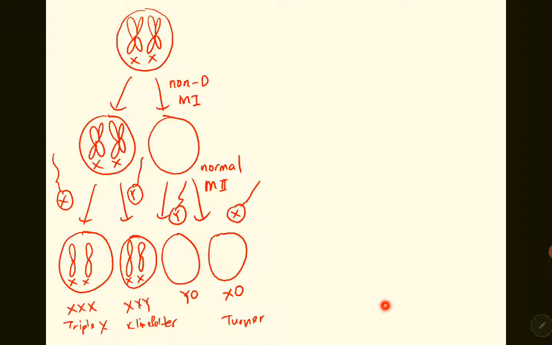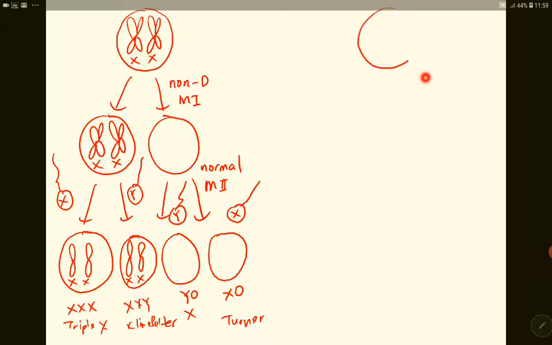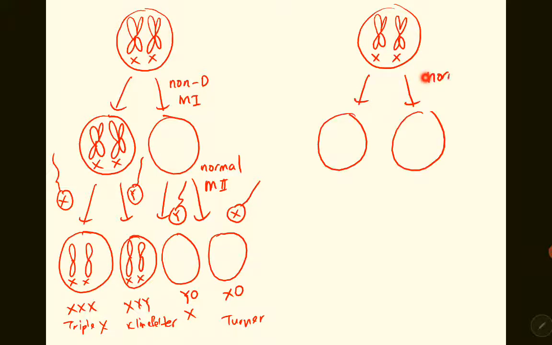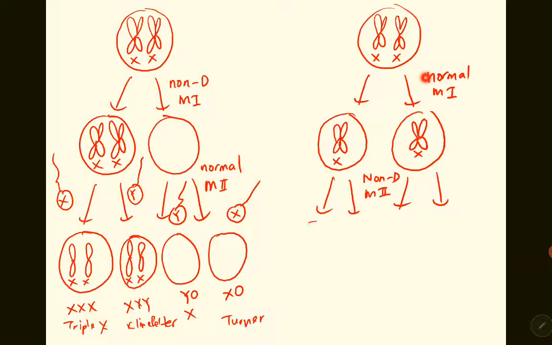So for the patient with YO, usually they do not survive. Okay, they will just die. So later I will explain to you why YO cannot survive. Okay, now we focus on this. If the non-disjunction occurs during meiosis 2, so XX, normal meiosis 1, homologous chromosomes separate. Now non-disjunction occurs during meiosis 2, sister chromatids fail to separate.